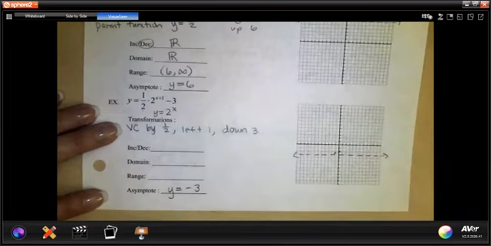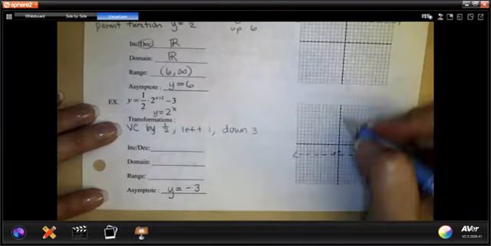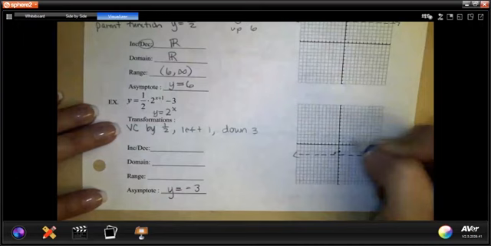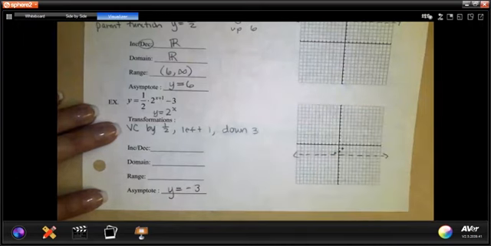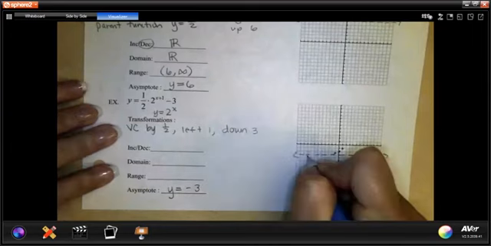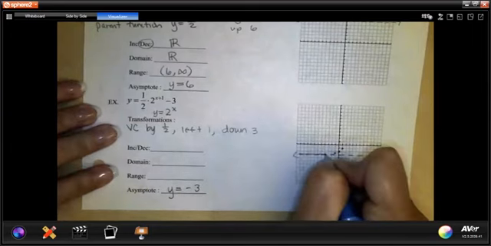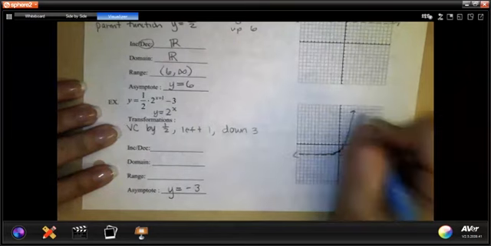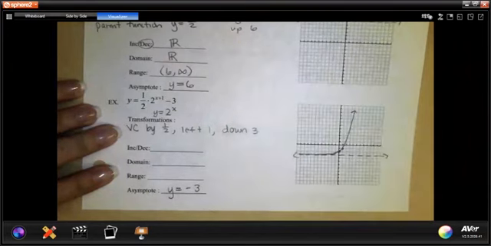If you wanted to do more points, you could. That second point is at 2, 4. We compress it by 1/2, so it goes down to 2, 2. We move it to the left 1 and down 3. You can do points to whatever you feel comfortable in graphing this. So now it moves close to that asymptote, and then it moves up. And there is our exponential growth equation.